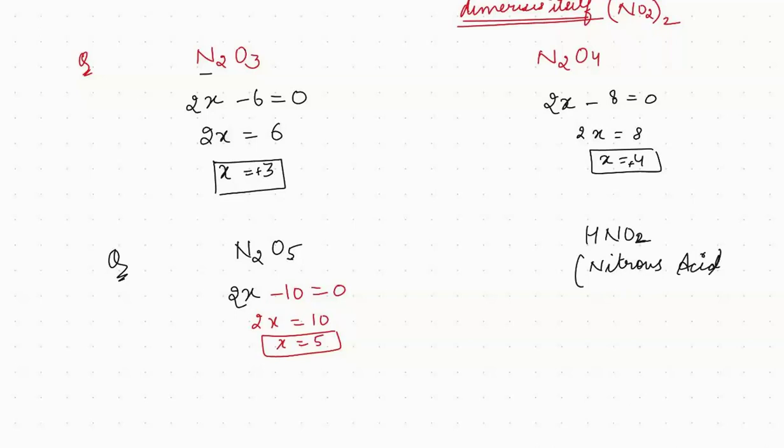HNO2 is nitrous acid. So let nitrogen's charge be X. For one hydrogen, according to rules, it is plus 1. And for one oxygen, it is going to be minus 2. So for two oxygen, it is going to be minus 4, equals 0. So X minus 3 equals 0. So X is going to be plus 3. In nitrous acid, nitrogen has a charge of plus 3. You understand?